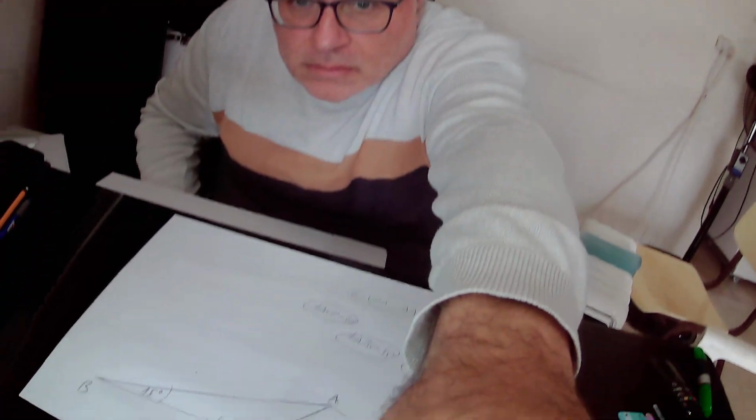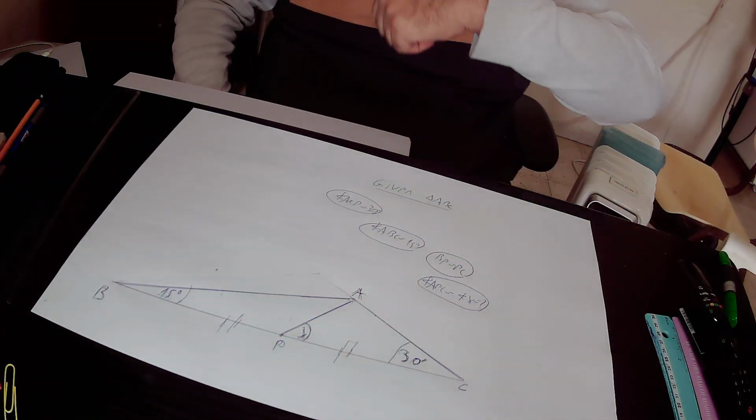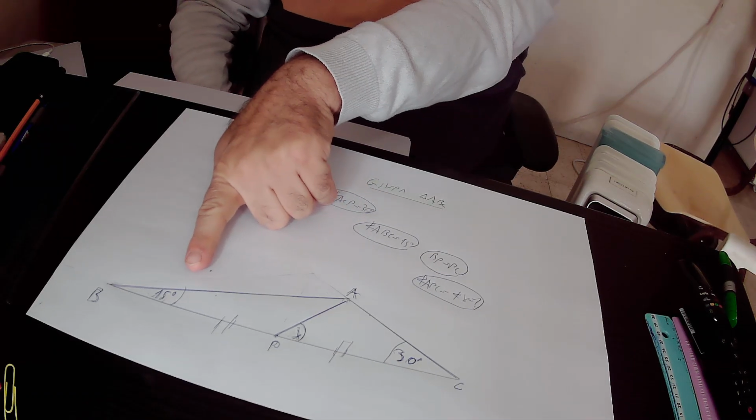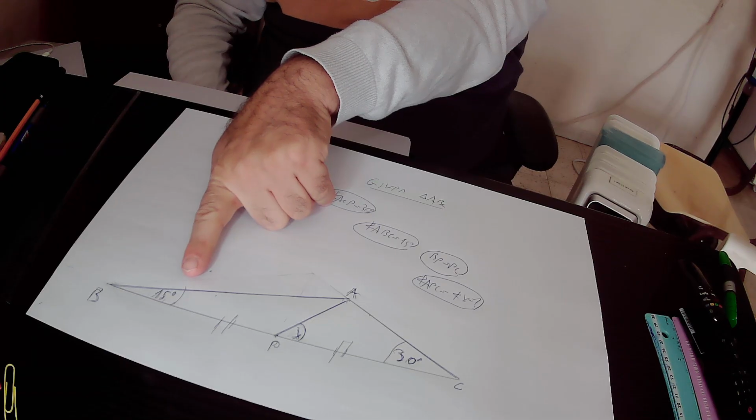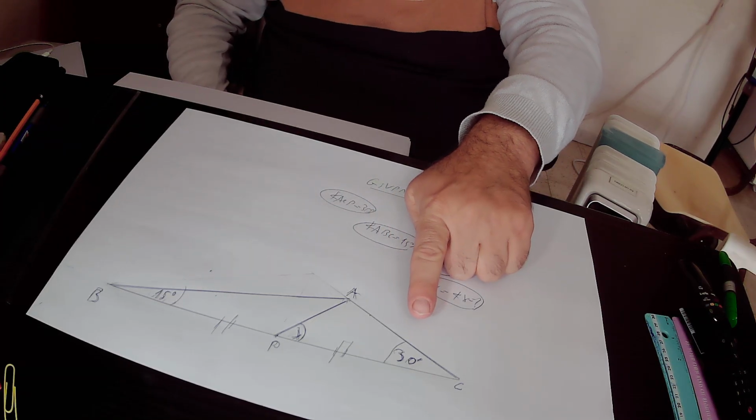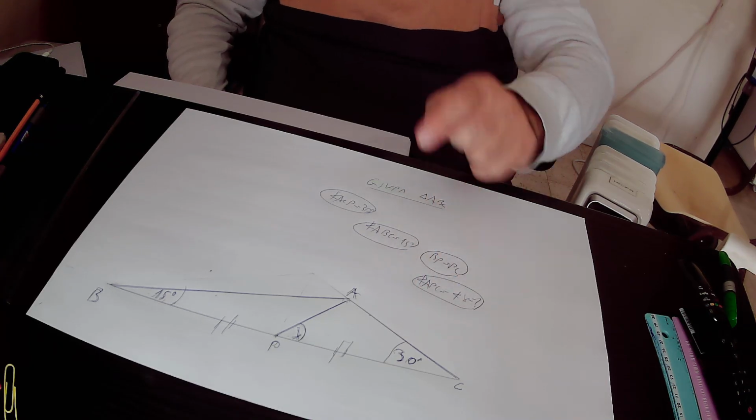Hello, in this lecture we'll find out the value of angle x. In the drawing we have triangle ABC. We know that this is angle ABC, which equals 15 degrees in size. This is angle ACB, which equals 30 degrees in size.